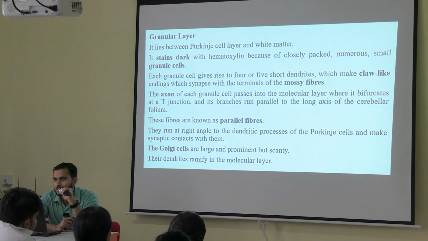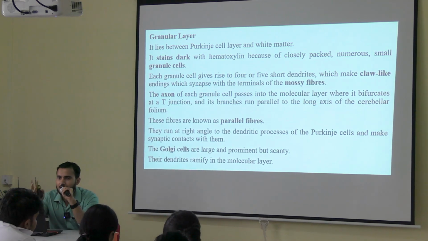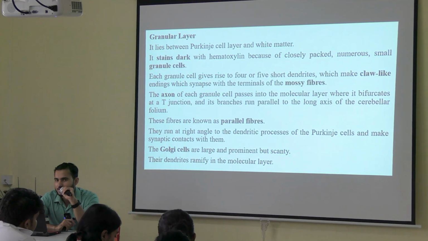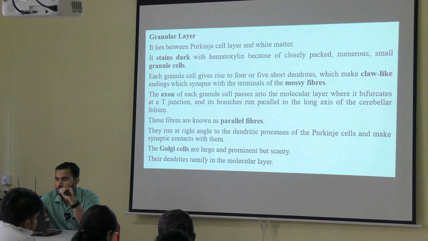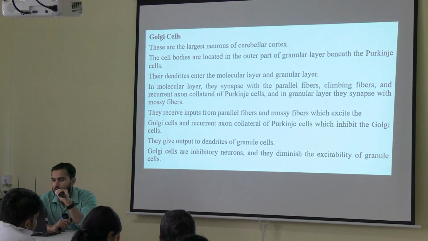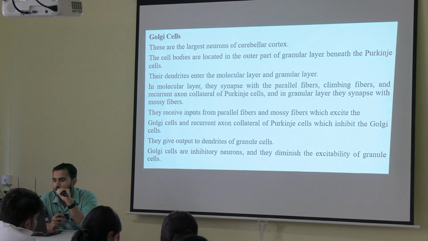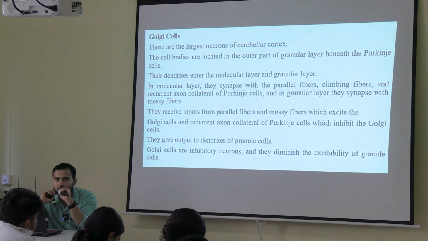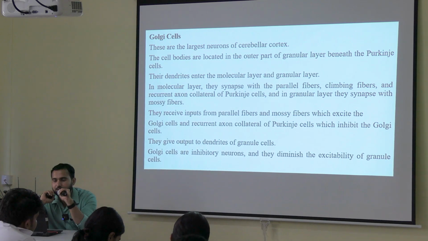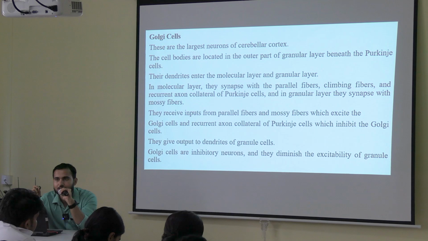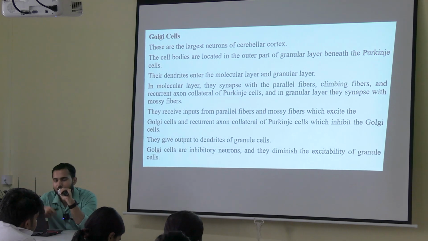Next, there is another type of cell which is large, but the number of cells is very small, and those are called Golgi cells. Golgi cells also have a very important function. If you see the location of the Golgi cell, the cell bodies are located just outside the granular layer, below the Purkinje cells. Hardly any Golgi cell will be seen in the slide because their numbers are very small.